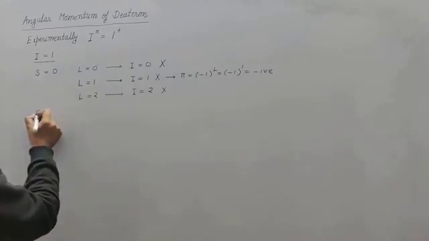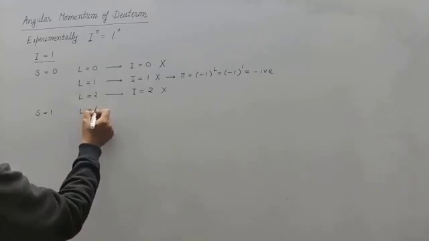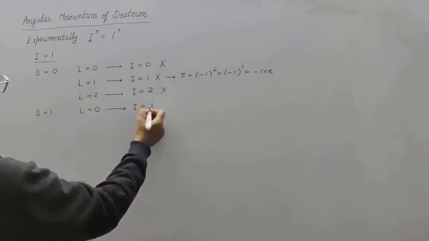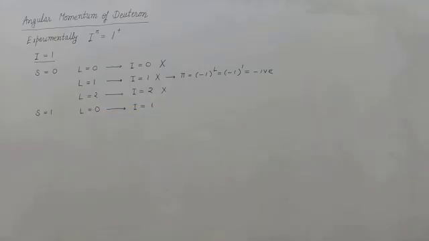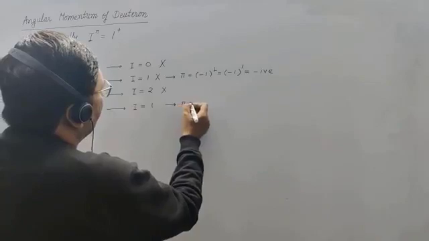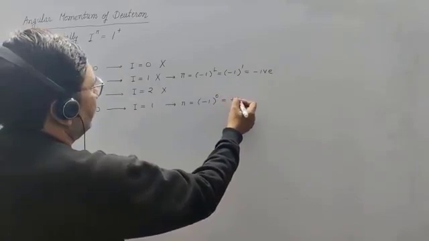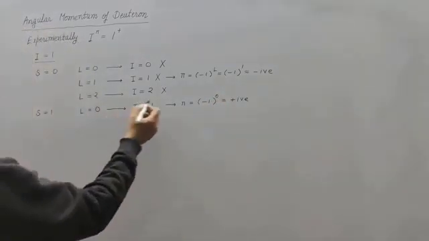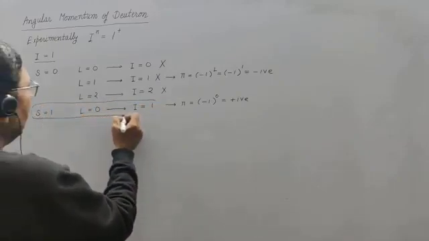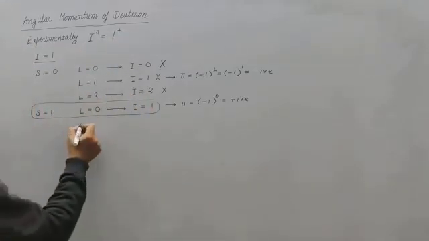Now take s equal to 1, and if we are taking L equal to 0, then I will be equal to 1. S equal to 1, L equal to 0, what will be the parity? Pi will be equal to minus 1 to the power L, L is 0, so this will be positive parity. So we can have this combination. This combination can provide us this 1 plus state. This is okay.